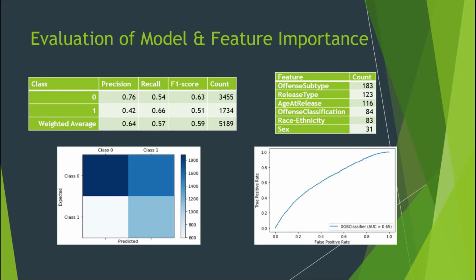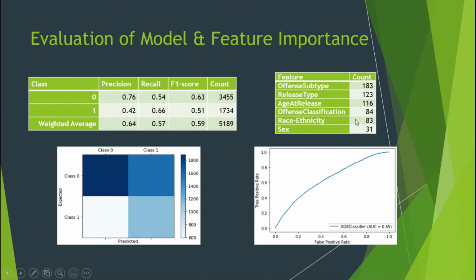In terms of the precision of those that did not reoffend, a score of 76% was achieved, indicating quite high accuracy of this measure. Overall, an F1 score of 0.63 was achieved for Class 0 and 0.51 was achieved for Class 1. In the bottom right here, we see the ROC curve. The AUC score for the model was 0.65.